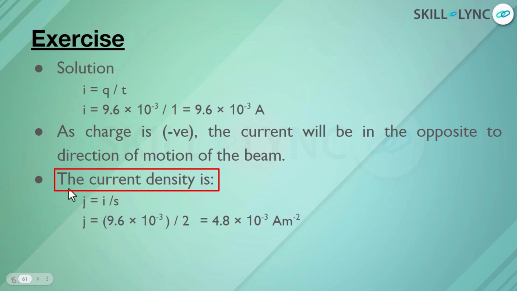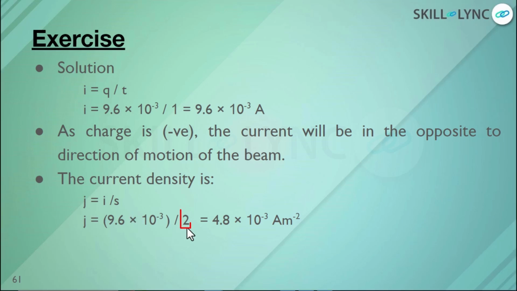The current density is J = I/S. As we have learned this formula in the previous slides, current density, denoted by small j, is equal to I upon S, that is, current upon the cross-sectional area. Here, the cross-sectional area is 2 and the current we have calculated is 9.6 × 10^-3 ampere. Therefore, the current density is equal to 4.8 × 10^-3 ampere per meter square.